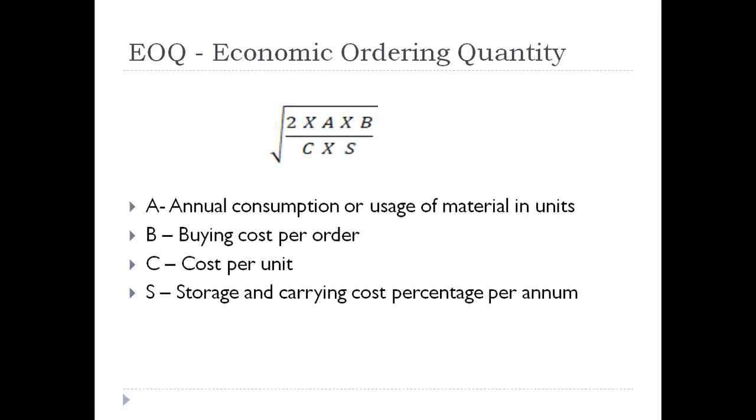Where 2 is the number, and A means annual consumption. Annual means the yearly consumption or usage of material in units. So it is given in units only. Next one is B. B means buying cost per order. The third one is C, the cost per unit. And the last one is S, storage and carrying cost percentage per annum.